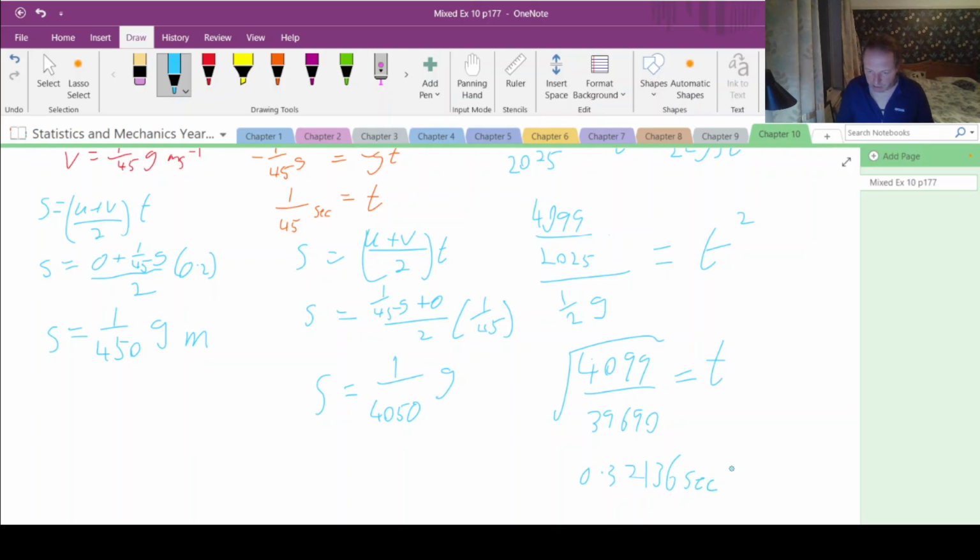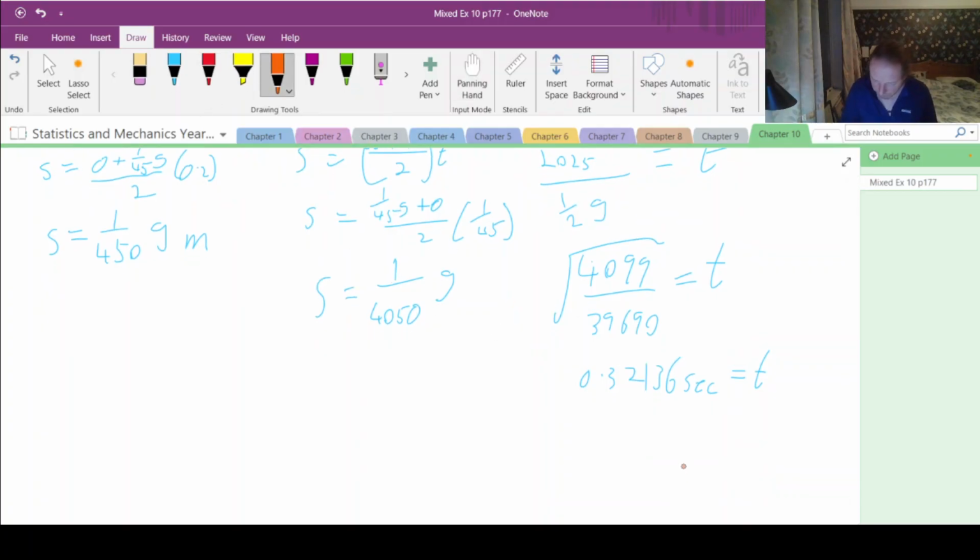And that should be seconds, and that also needs to have added onto it this one. So it needs to have the plus 1/45 plus 1/45 for a total time, since it's snapped, of 0.3435 seconds.